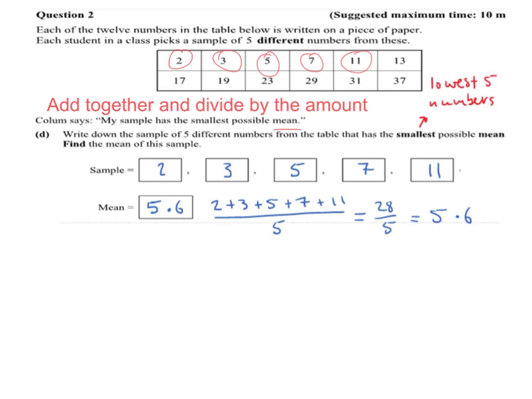If we had been asked to get the largest possible mean instead of the smallest possible mean, we would choose the highest 5 numbers, or the biggest 5 numbers, which would be 19, 23, 29, 31 and 37. And we would have added these 5 numbers together and divided by 5, and that would have given us the biggest possible mean.